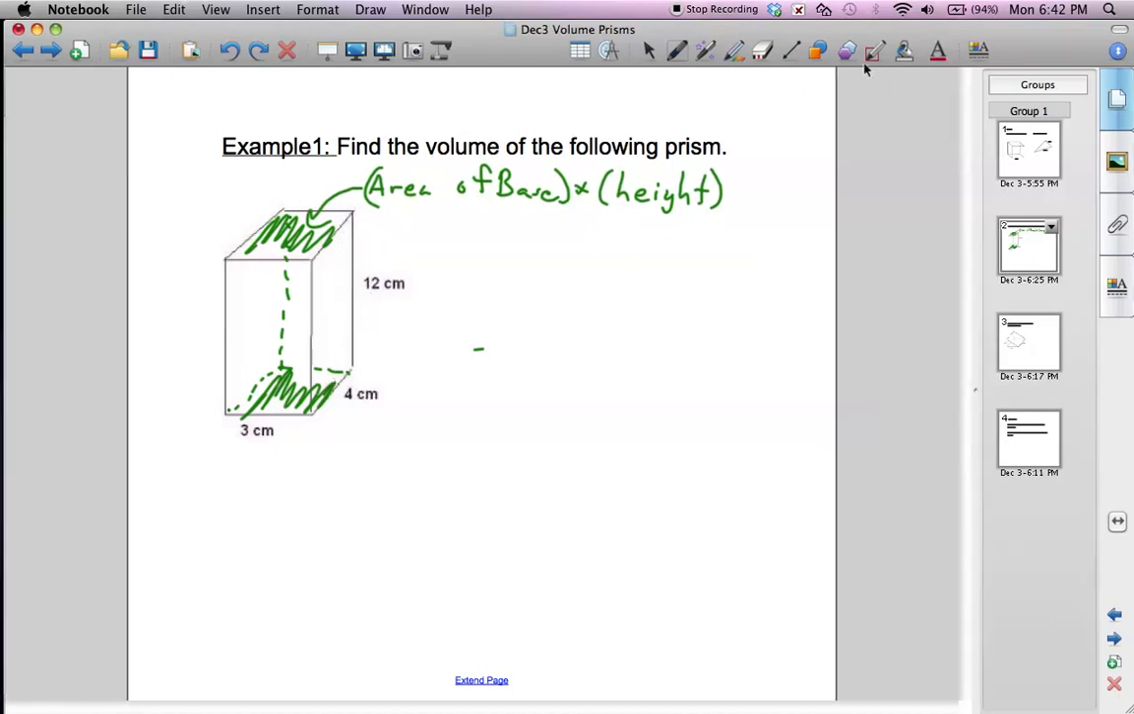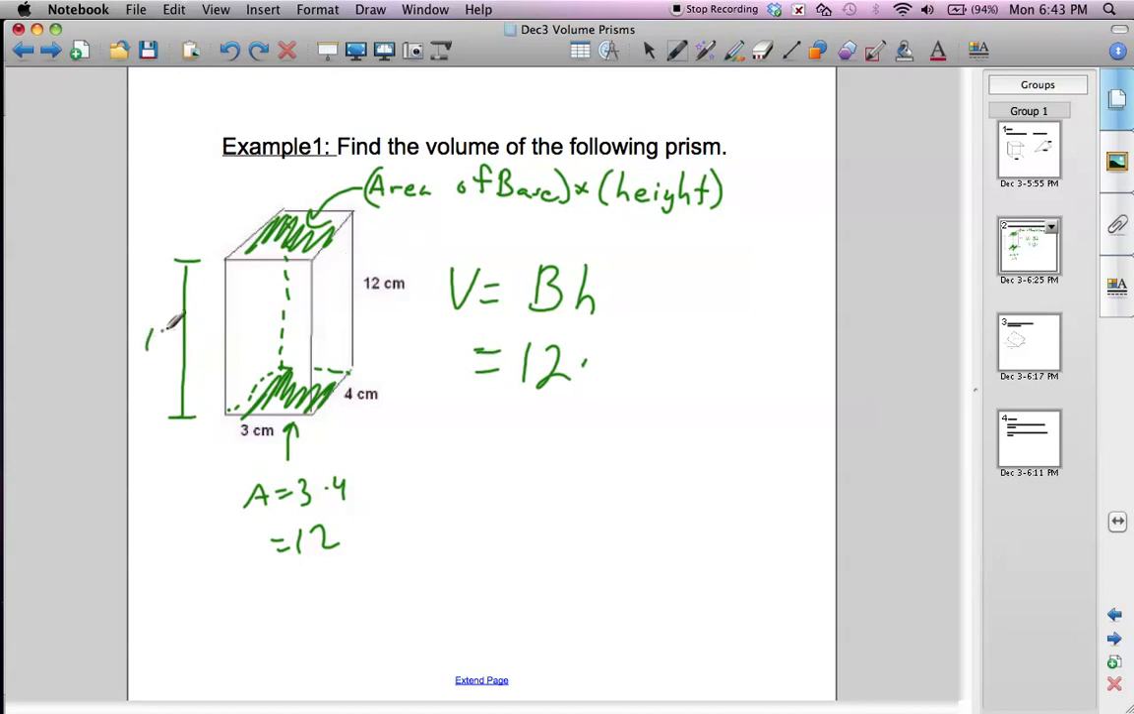So volume equals area of the base times the height. The area of the base is 3 times 4, which is 12. And the height of the prism is the distance from base to base, which is also 12. So that's 12 times 12, which is 144 cubic centimeters. That's the volume of this rectangular prism.